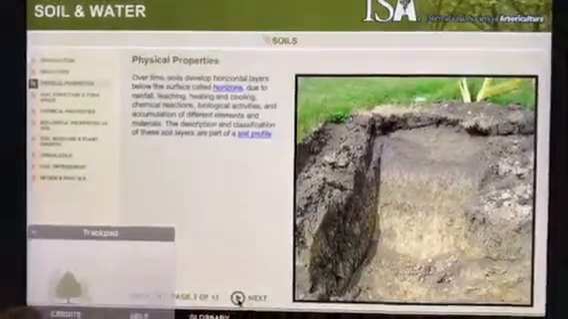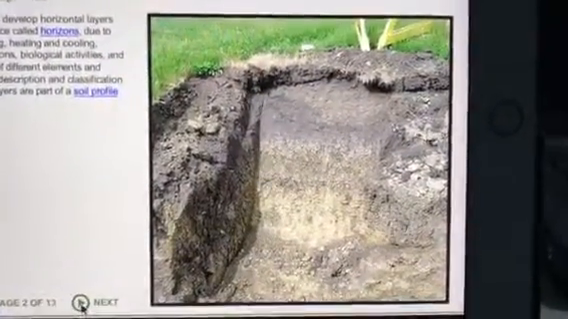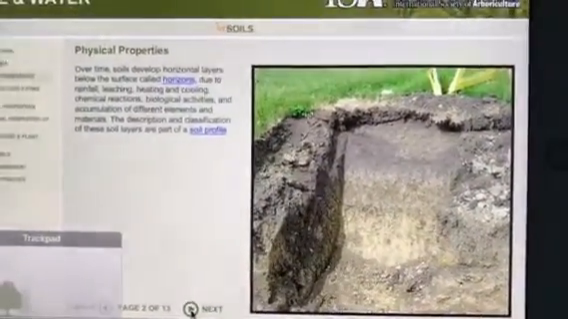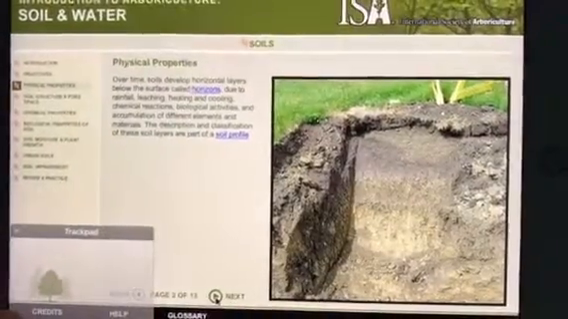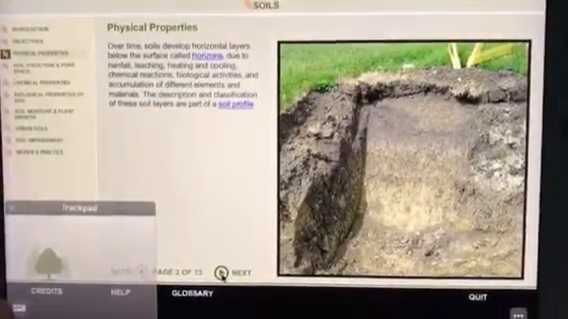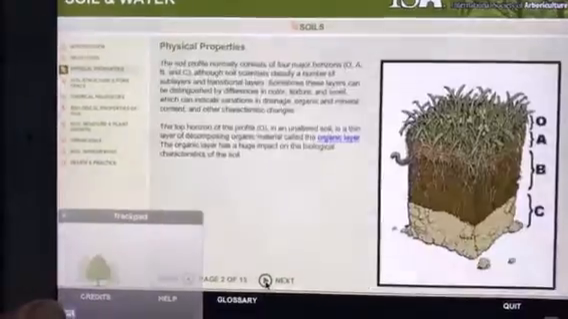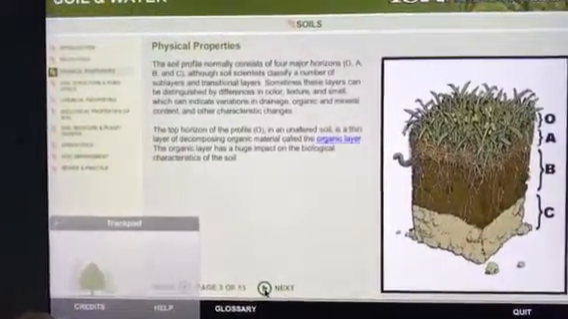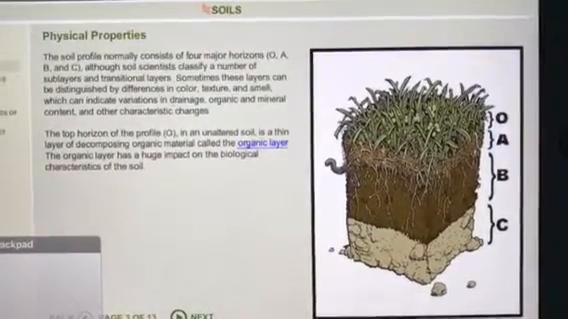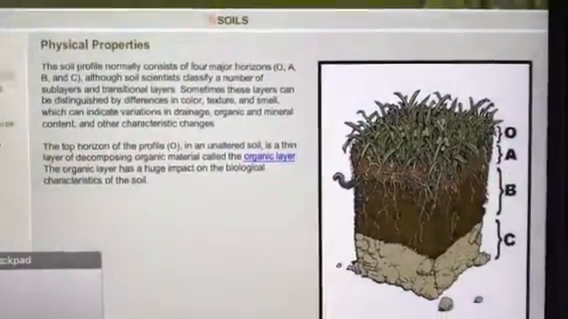Over time, soils develop horizontal layers below the surface called horizons due to rainfall, leaching, heating and cooling, chemical reactions, biological activities, and accumulation of different elements and materials. The description and classification of these soil layers are part of a soil profile. The soil profile normally consists of 4 major horizons: O, A, B, and C, although soil scientists classify a number of sublayers and transitional layers.